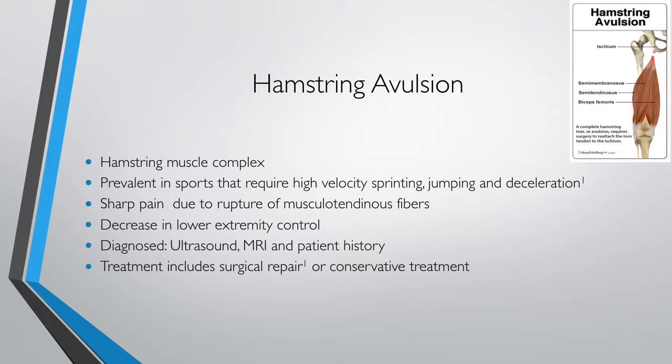A common way to diagnose hamstring avulsion consists of an ultrasound, an MRI, and patient history. Treatments include a surgical repair of the hamstring or a conservative treatment, also known as a non-surgical approach.